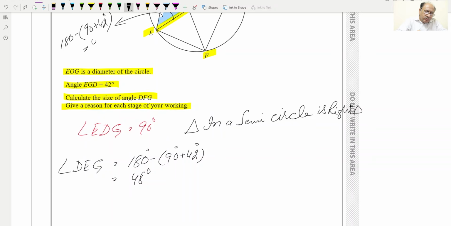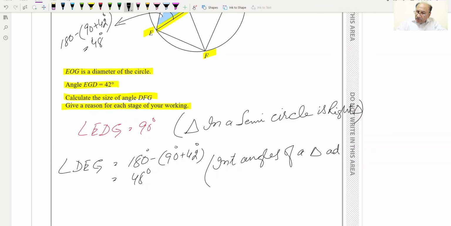So this is equal to 48 degrees, and the reason will be what? Interior angles of a triangle add up to 180 degrees. So we'll write interior angles of a triangle add up to 180 degrees. So this will be the reason.